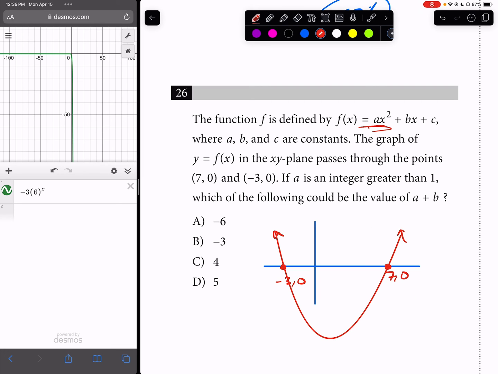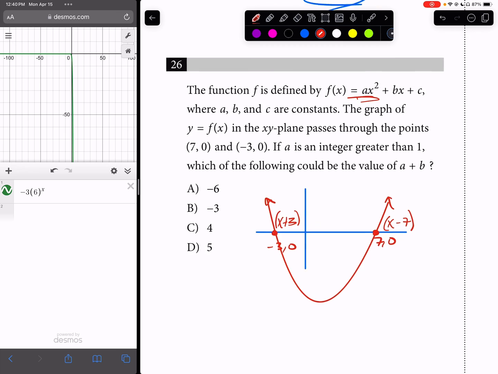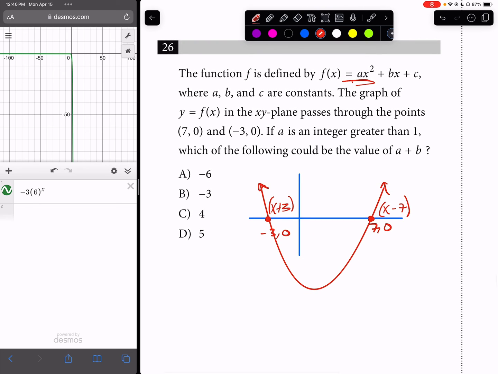Okay. In that case, I mean, if this is x plus 3 and this is x minus 7, which of the following could be the value? Well, I mean, I don't know. I'll just FOIL that. Having foiled that, I have x squared minus 4x plus, what is that, minus 21. Again, I just FOIL those two.